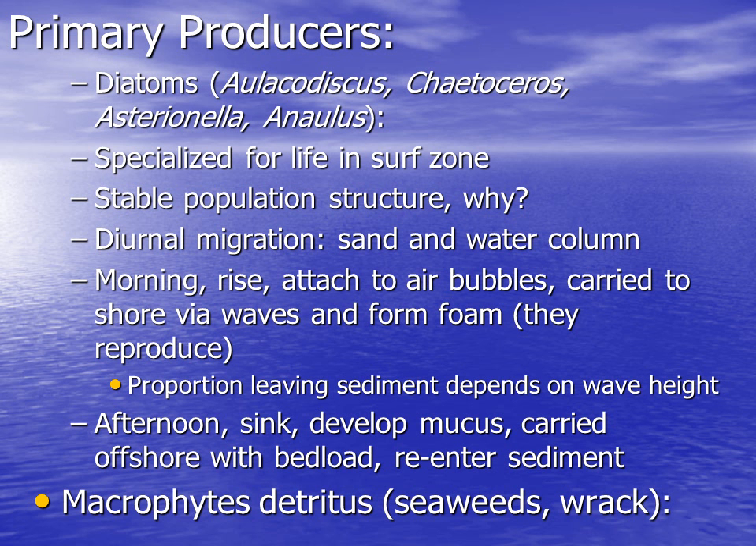So if we look at some of the primary producers at beach zones, you have diatoms that I mentioned already. Those are just some of the different species of diatoms that are present there. What's really unique about these species is that they have specialized behavioral characteristics that allow them to really thrive in the surf zone. They have a very stable population structure because they live in the sand most of the time. But they have this unique diurnal migration. That means it happens every day, and it includes the sand and the water column.